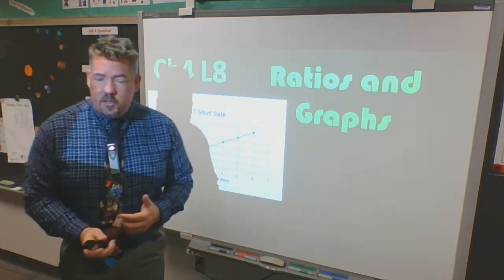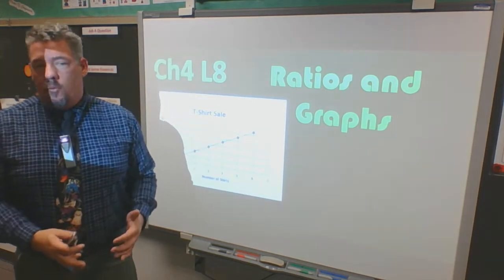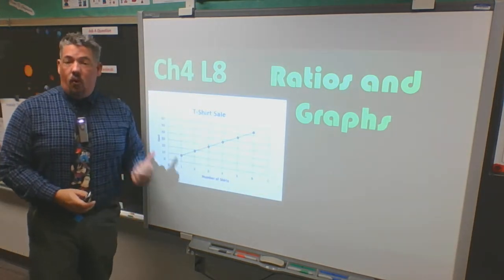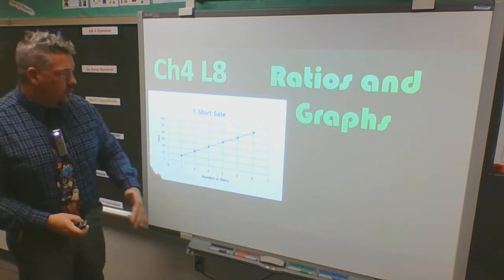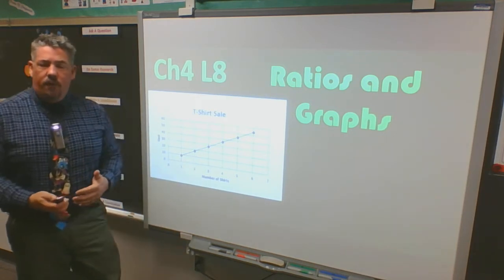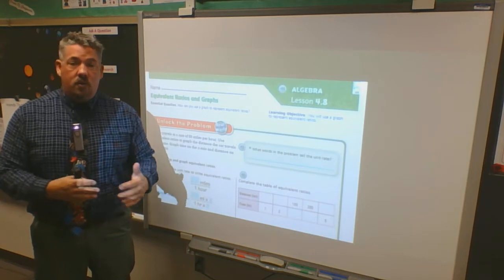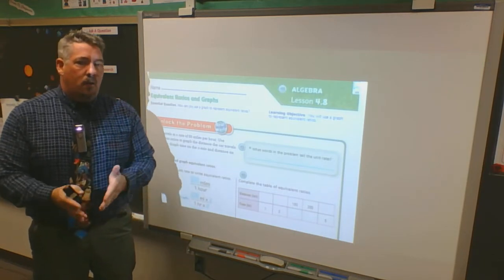So we're looking at our ratios, we're looking at rates, we're looking at unit rates. Now we're going to mix it in with graphing, which we did in chapter 3. So when we look at this information, we're going to figure out how we can make our ratio or our rate charts and then be able to plot it on a coordinate grid.